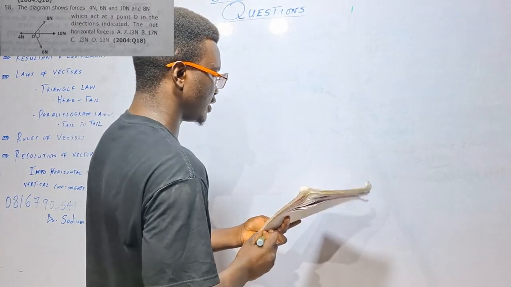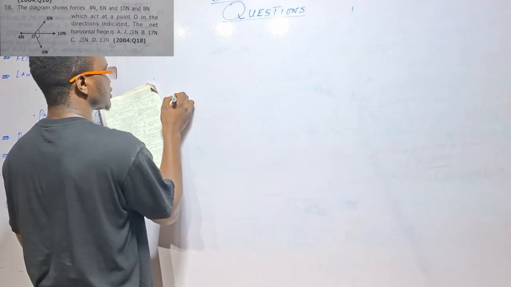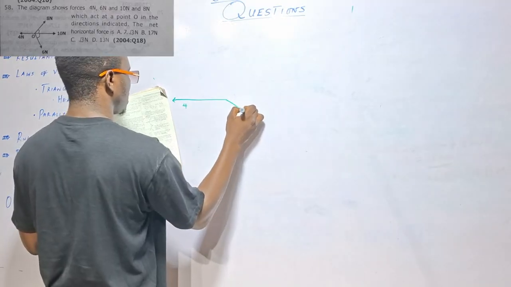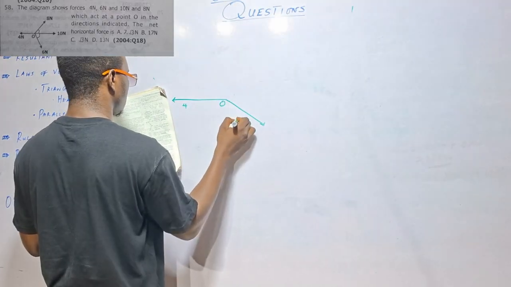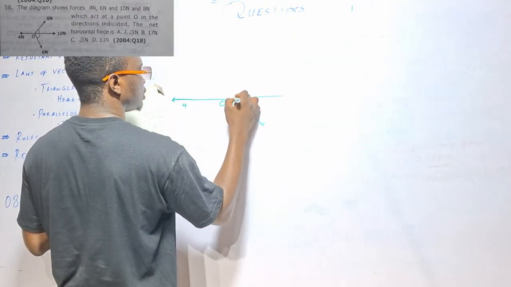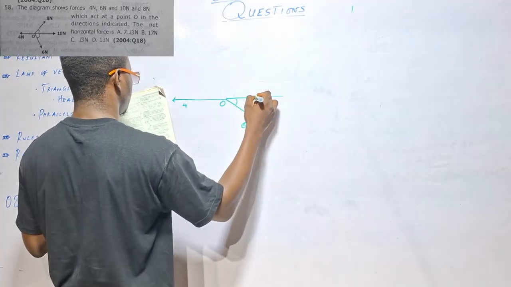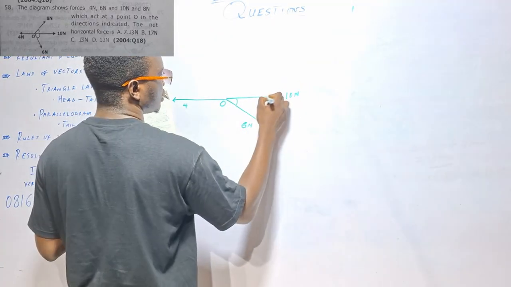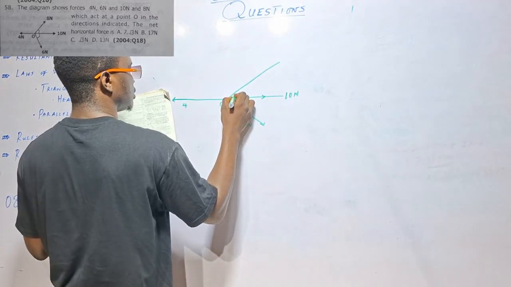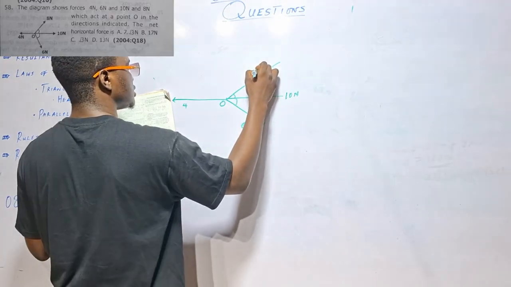So look at what we have here. You have a force of 4 Newton, everything acting at a point O. This is 6 Newton, and there's an angle, very big, 10 Newton, then another angle, which is 8 Newton.